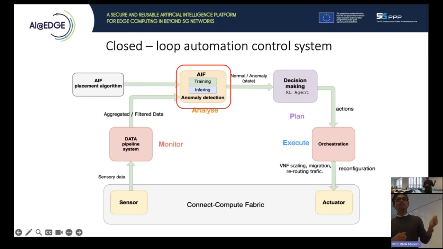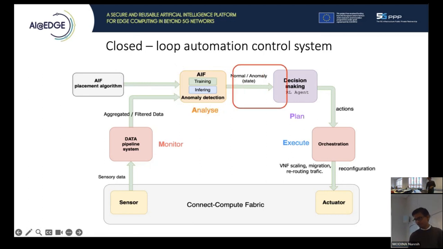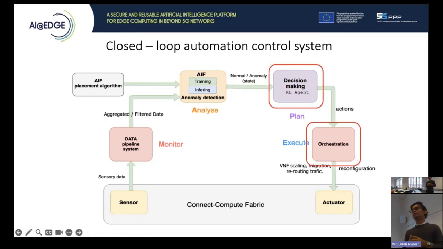The framework that was presented by Noor, the distributed approach, detects any anomaly. The result of this detection, which is the state of the system, which describes if there is a normal condition or an abnormal condition, will be passed on to the decision making block, which involves a reinforcement learning agent. Here, we decided to use reinforcement learning in order to learn this very dynamic environment automatically and propose a policy that is both optimal and faster compared to any other heuristic approach.